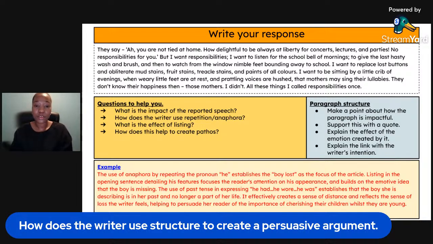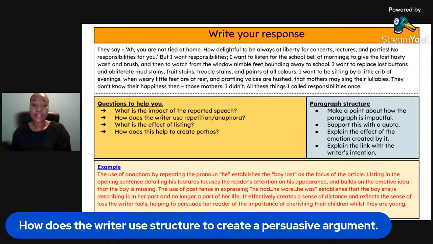I want to listen for the school bell of mornings, to give the last hasty wash and brush, and then to watch from the window nimble feet bounding away to school. I want to replace lost buttons and obliterate mud stains, fruit stains, treacle stains, and paints of all colours. I want to be sitting by a little crib of evenings, when weary little feet are at rest, and prattling voices are hushed, that mothers may sing their lullabies. They don't know their happiness then, those mothers. I didn't. All these things I called responsibilities once.